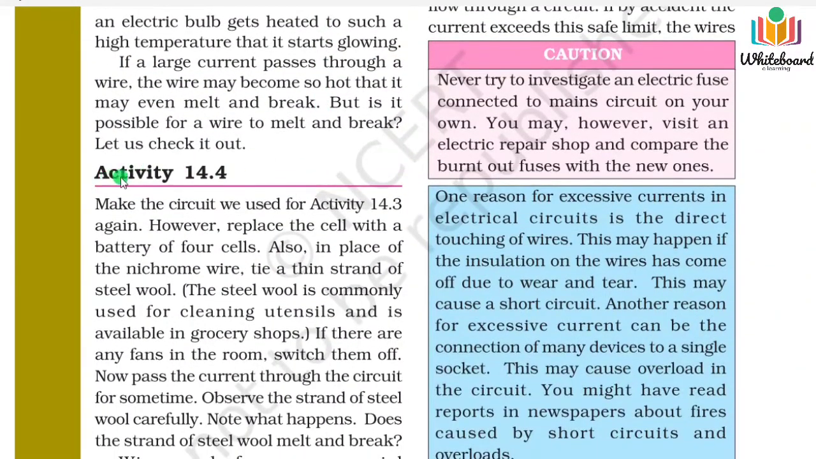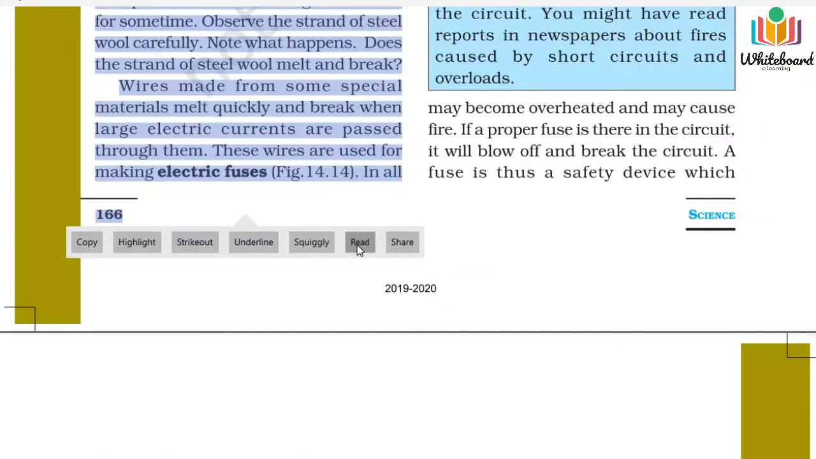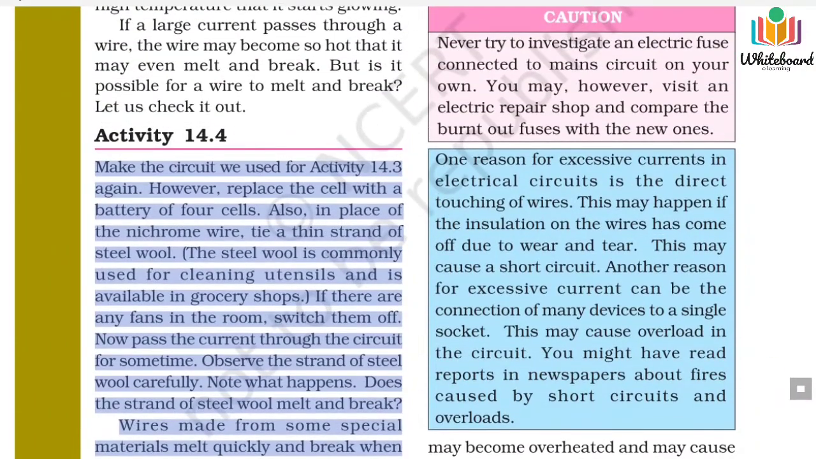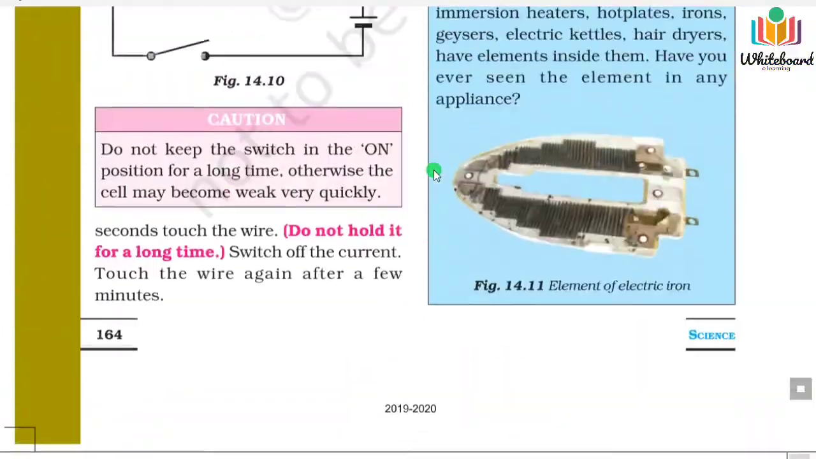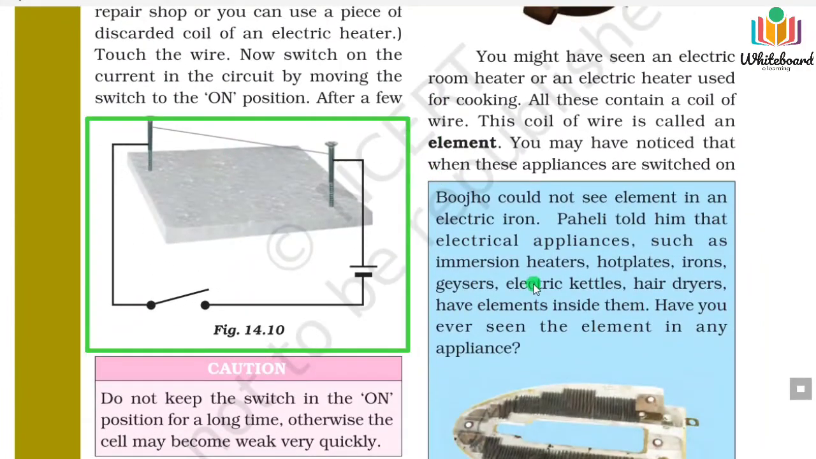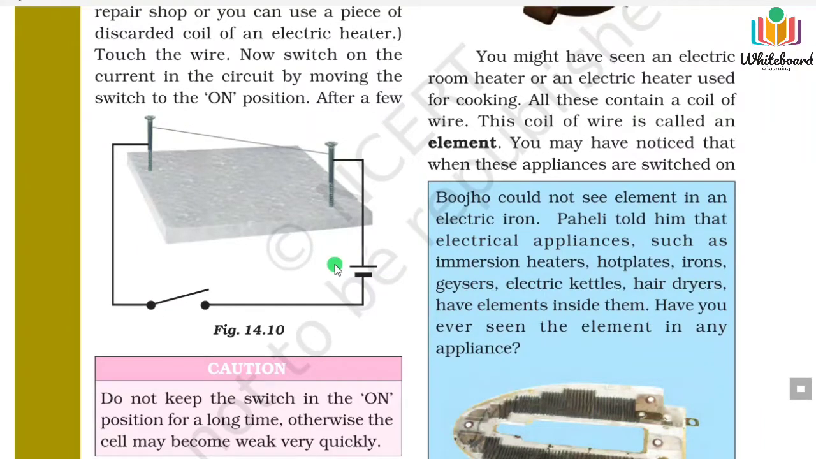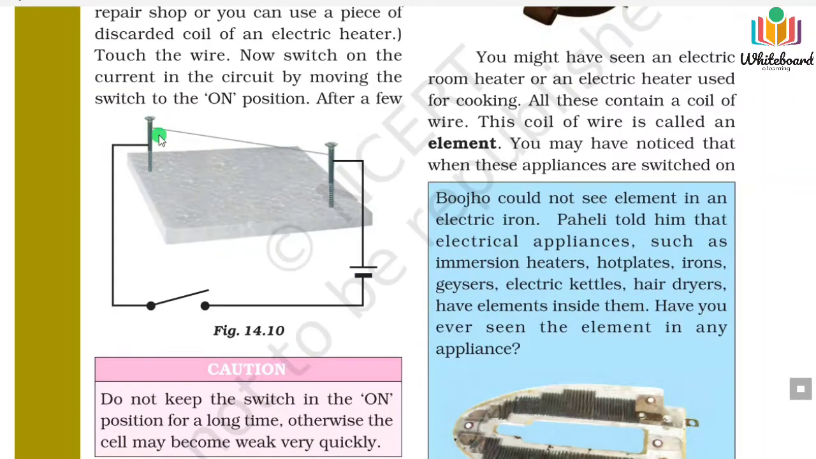Activity is 14.4. So let us read the topic. Make the circuit we used for activity 14.3 again. That figure from the previous activity 14.3 we will take here. You can see, instead of taking one single cell, we will take 4 cells, and instead of the nichrome wire, we will now take steel wool. So now read it.